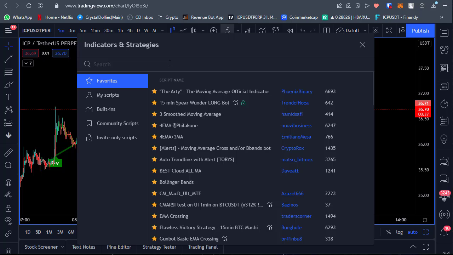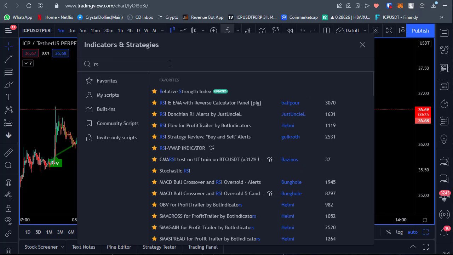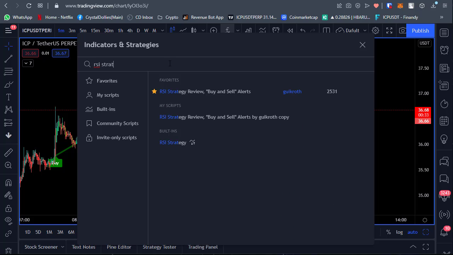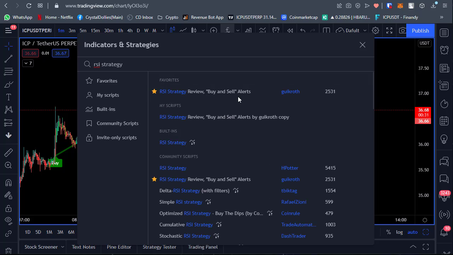All right, so what you do is go to the indicators, search RSI, and type strategy. The one that you want to look for is this one, GUIKROTH, which has more than 2,000 reviews. So this is the signal we're going to talk about.